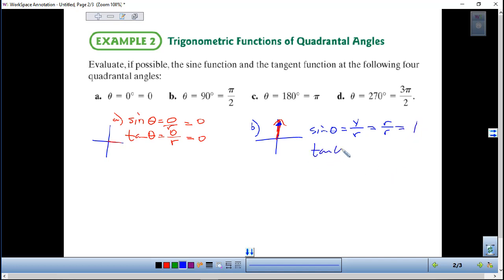And for tangent, we're going to end up with r, which is the y. Well, let me write it this way. Y over x. And what's the y value? Well, the y value in this case is whatever r is. And what about the x? The x is 0. So that means it's undefined.